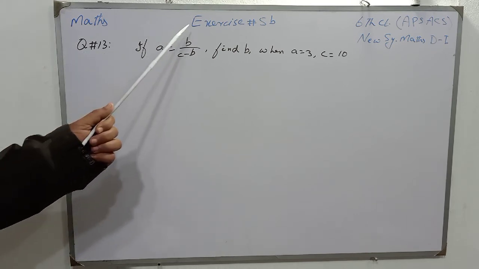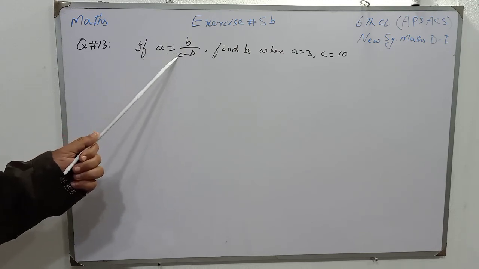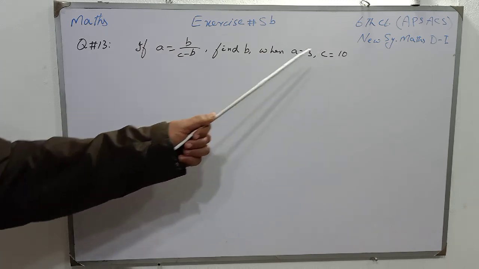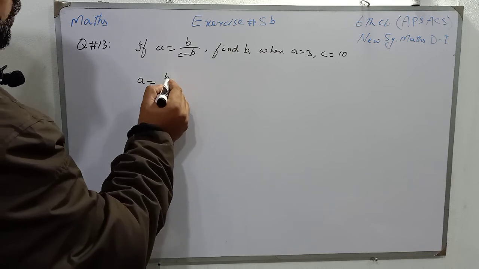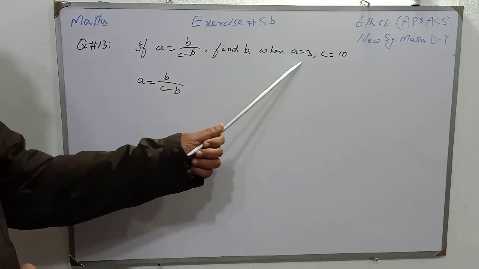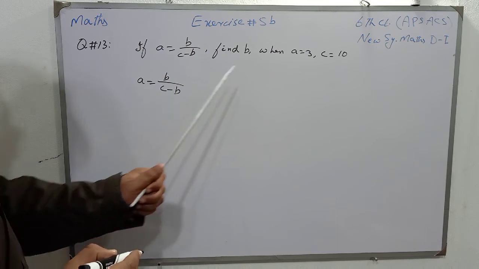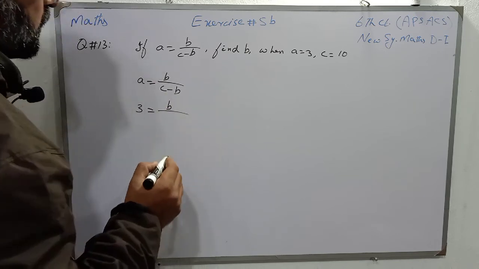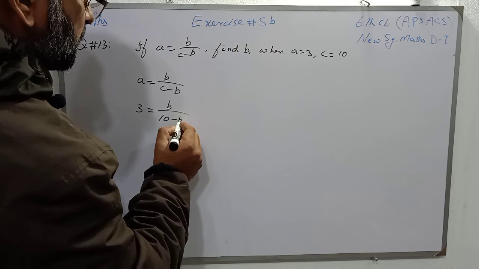Friends, 13th question of exercise 5b. If A is equal to B over C minus B, find B when A is 3 and C is 10. So first we will write the formula, and the formula is A is equal to B over C minus B. Now students, we will replace the values of A and C, as B we have to find. So in place of A I will write 3 is equal to B over, the value of C is 10, so it is written 10 minus B.